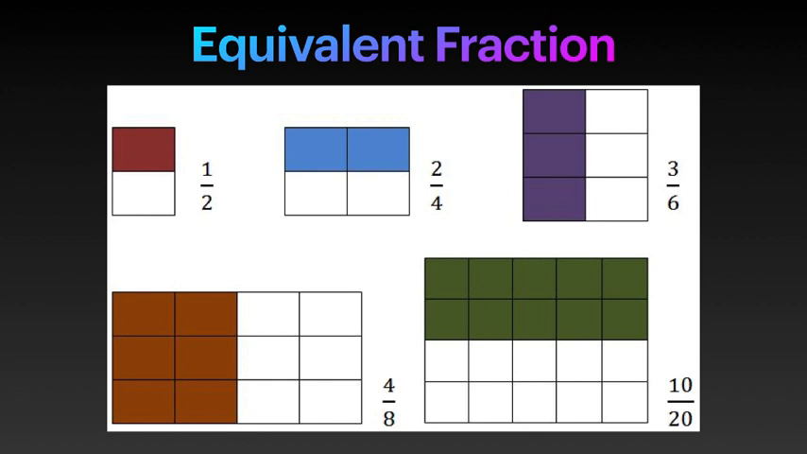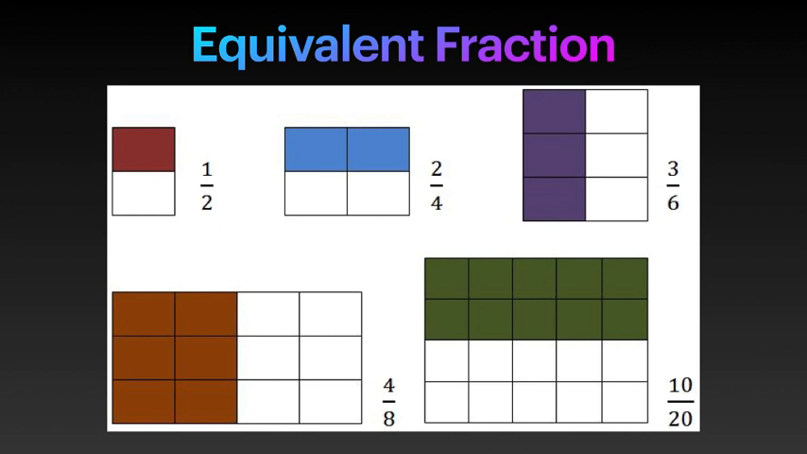We can divide or multiply the numerator and denominator by the same number. In this case, we have multiplied the numerator and denominator by 2. 1 times 2 equals 2, and 2 times 2 equals 4. So 2 by 4 is an equivalent fraction of half, or 1 by 2. Now you can understand the rest of the examples on the screen.